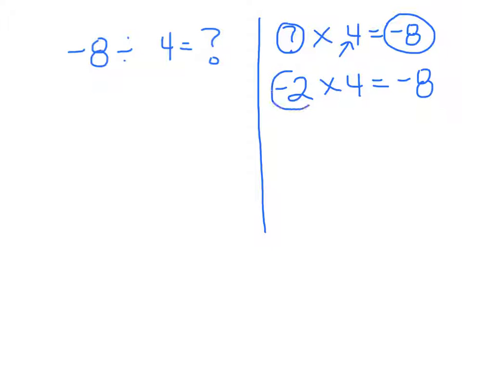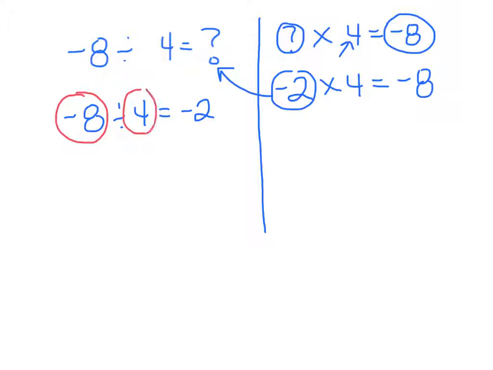So if I put negative 2 in for my question mark back in the division problem, negative 8 divided by 4 has to equal a negative 2. So I have a negative number divided by a positive number, and I get a negative answer. So the signs were different, and when the signs are different, I end up getting a negative answer.